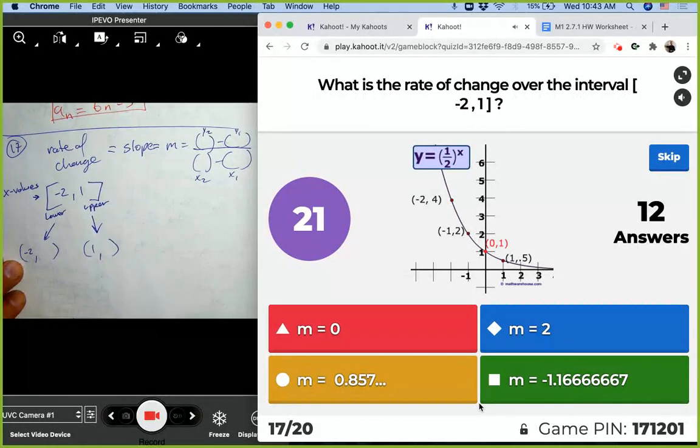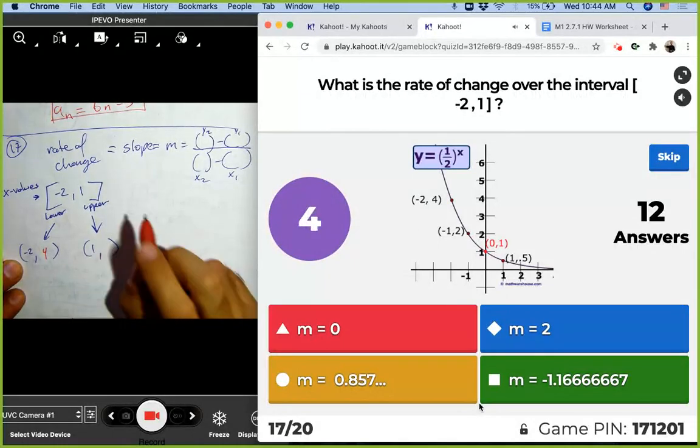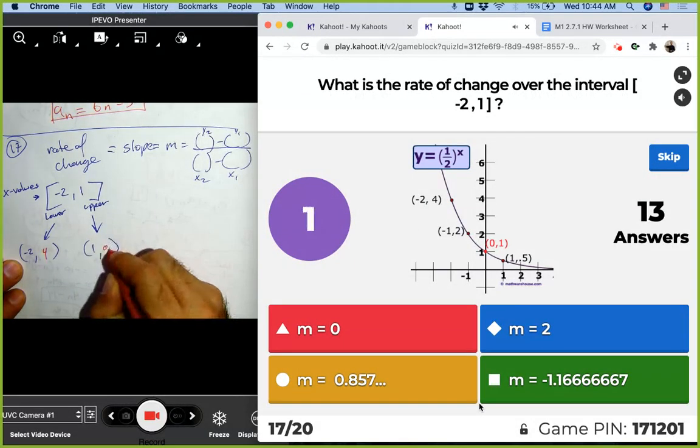So look on the graph. What is the point for -2 for x? Find -2 for x. Where does the graph cross -2 for x? Crosses at 4. When x is 1, where does the y value cross it? 0.5.